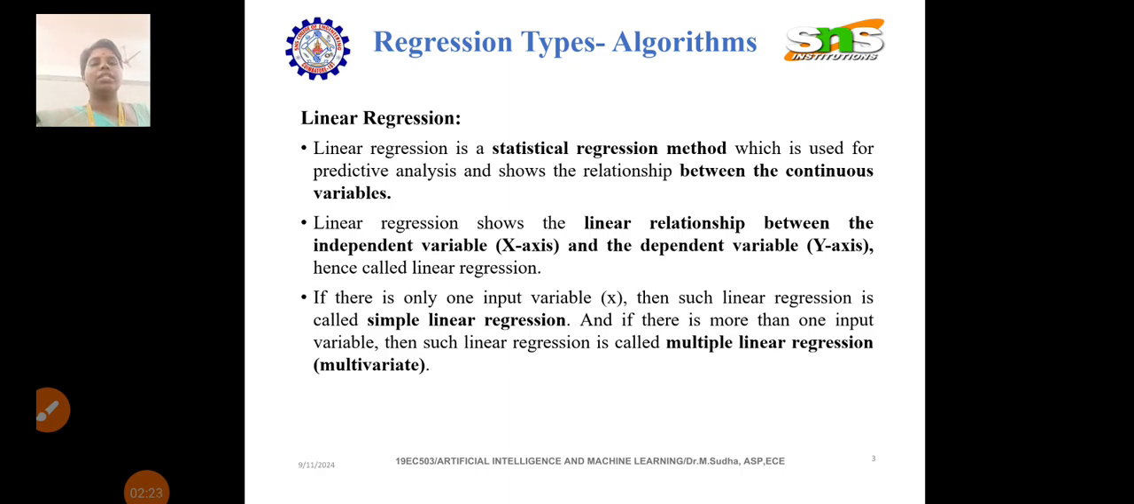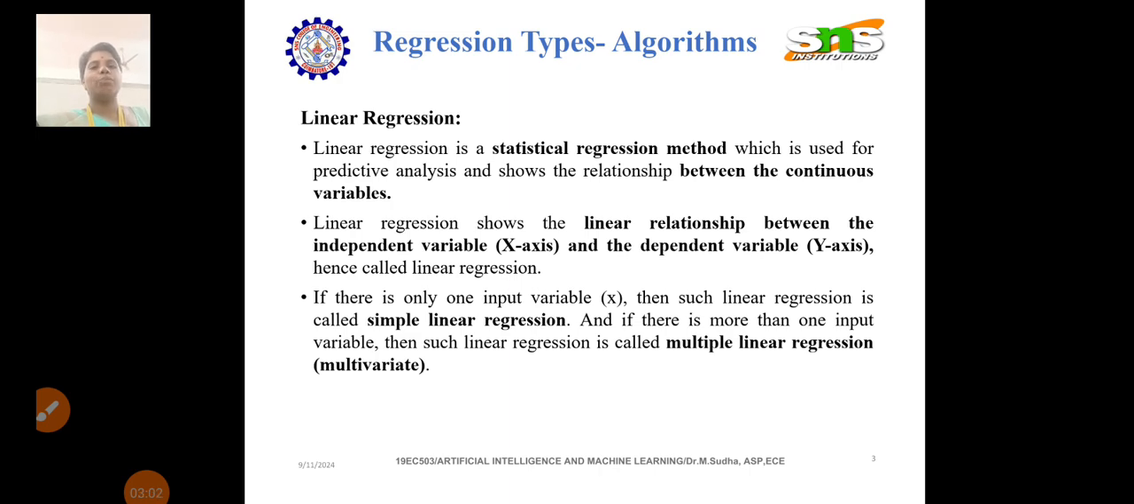Linear regression is a statistical regression method which is used for predictive analysis and shows the relationship between continuous variables. As I already said, if any change occurs in the input, the output varies accordingly. That is called a continuous variable. Linear regression is mainly used for predictive analysis, and it shows the relationship between continuous variables.